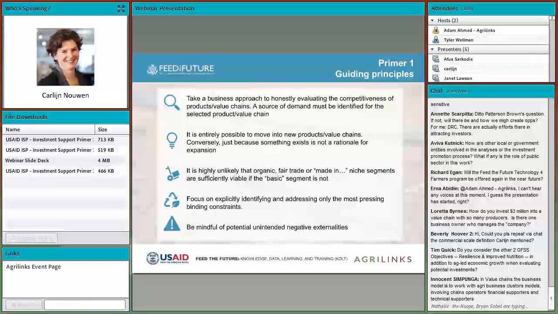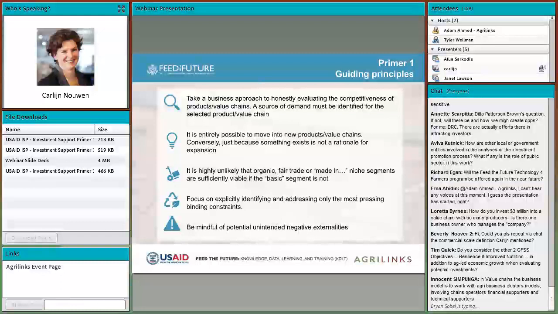Important guiding principles to keep in mind when you do this are on this page here in front of you, and I've spoken to many of them already implicitly, but let's walk through them quickly. So the first is make sure that you take a business approach to honestly evaluating competitiveness of products and value chains.